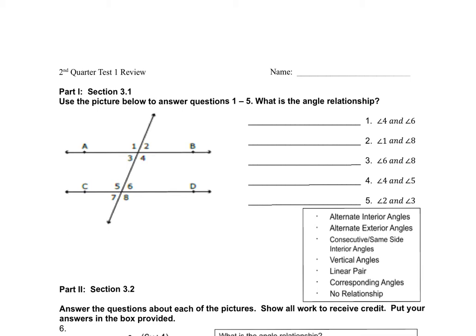Part 1, it says use the picture below to answer questions 1 through 5. What is the angle relationship? So number 1, they're talking about angles 4 and 6. Here's angle 4, here's angle 6. Those are both on the inside of the parallel lines and they're on the same side. So we call this same side interior.